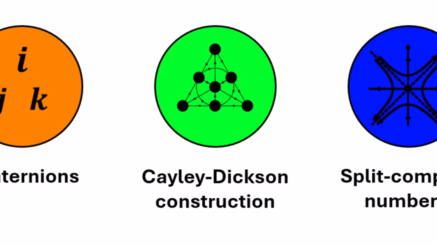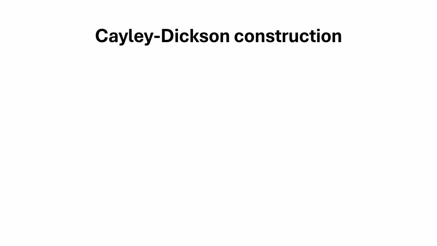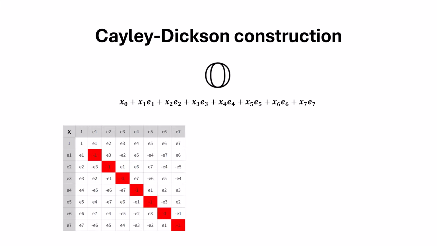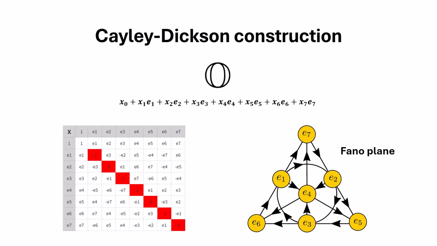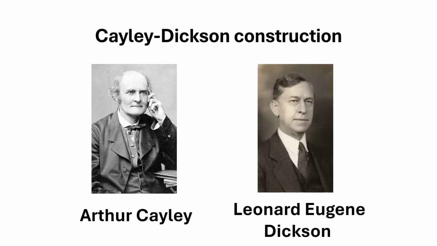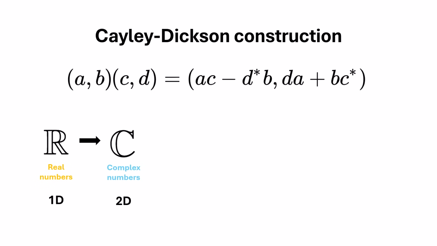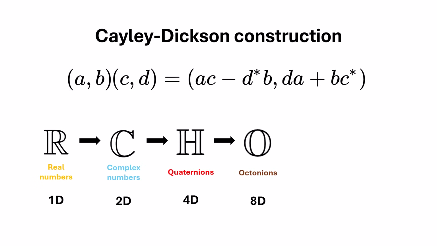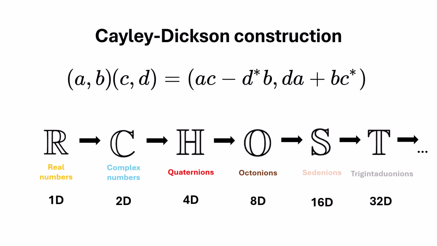Cayley-Dickson construction. After quaternions, it's possible to define an 8-dimensional number system called octonions. They have 7 different imaginary units that equal -1 when squared. Their multiplication can be summarized using this structure called a Fano plane. It's possible to keep generating new hypercomplex number systems using the so-called Cayley-Dickson construction, named after Arthur Cayley and Leonard Eugene Dickson. This method takes some number system and produces another with twice the number of dimensions, with well-defined multiplication rules. This gives rise to sedenions, trigintaduonions, and many others.